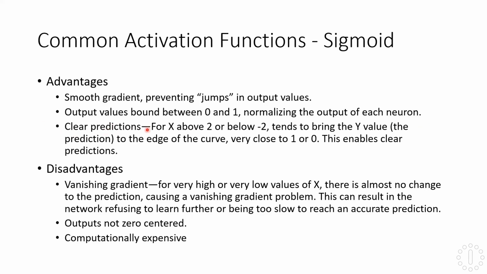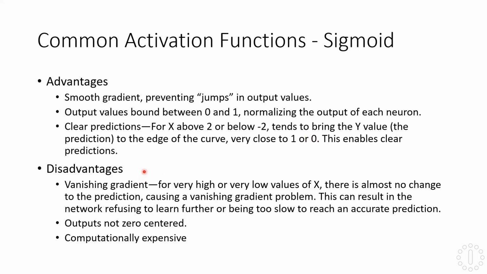And we have clear predictions. So if x is above 2 or below -2, so if x is suitably large or low, then the y value, the output that we get as a signal or the prediction, will be very close to 0 or 1, and this will let us make clearer predictions.